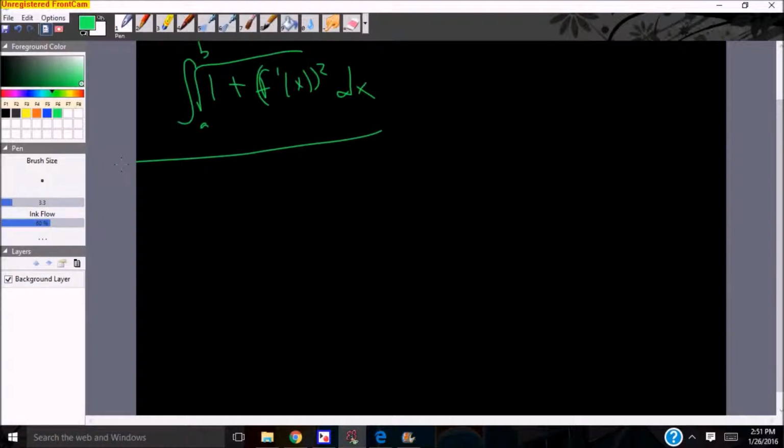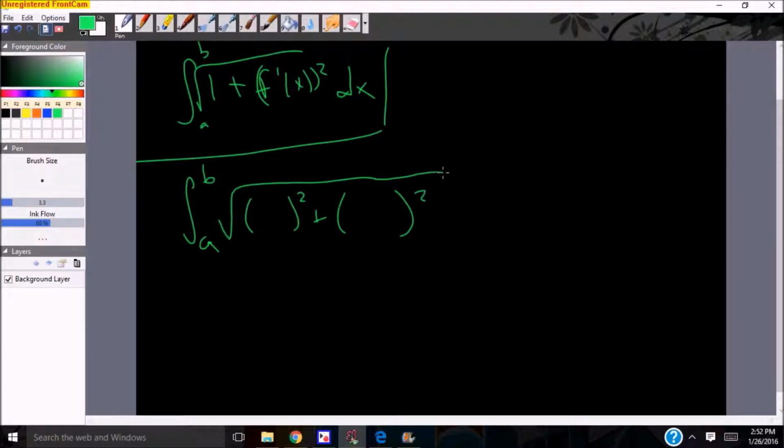Well, when we're dealing with parametric equations, remember we're dealing with equations where our position in both x and y is defined by the variable time. So in this case, we're going to need a different equation. It'll look similar-ish, but not exactly the same. So our equation for parametrics is the integral from a to b of the square root, and then we will have two things squared on the inside, and dt.